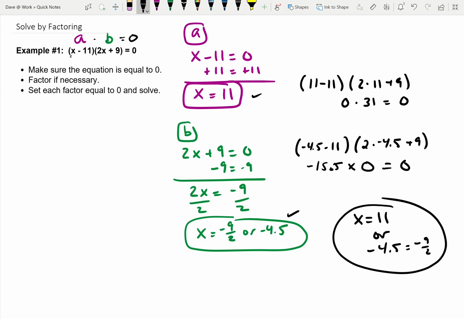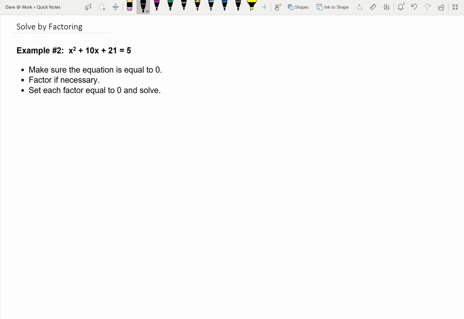So problem number 2 is where I actually have to do some factoring first. But before you race off and do factoring, you have to understand that the whole point of the zero product property is that the product equals 0. You're not going to get a product equal to 0 if you continue to factor. You're going to get a product that equals 5. And the zero product property does not work.